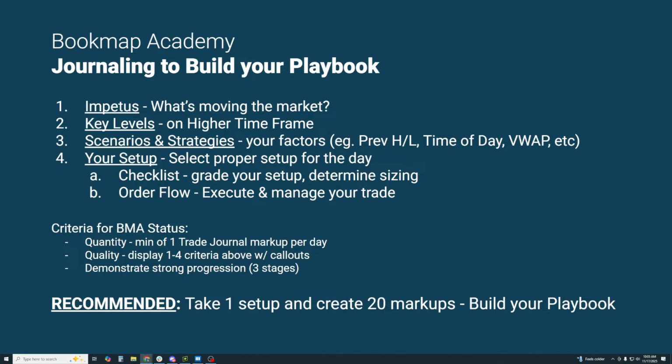When it comes to your setup, we talk about it here in the Bookmap Academy. You should know your setup intimately. It just comes down to a checklist. You already know it. You know how to react. Once it presents itself, you take the trade. You'll grade it. You'll determine your sizing. Is it a really good setup? Is it okay? Go through that process. Then it just simply comes down to execution. Look at the order flow to give you that insight and manage the trade with the order flow as well.